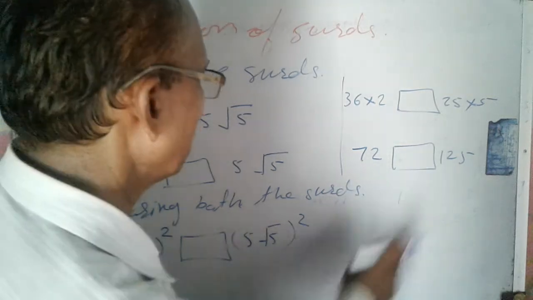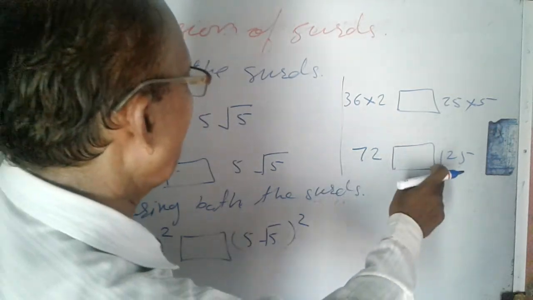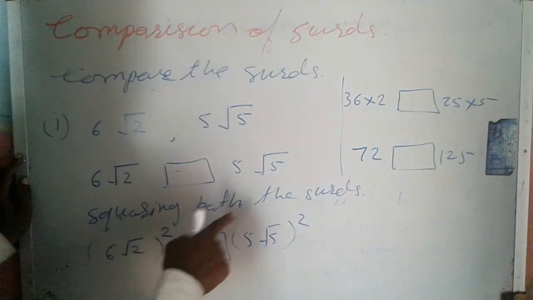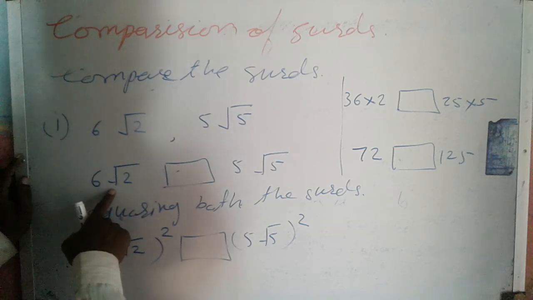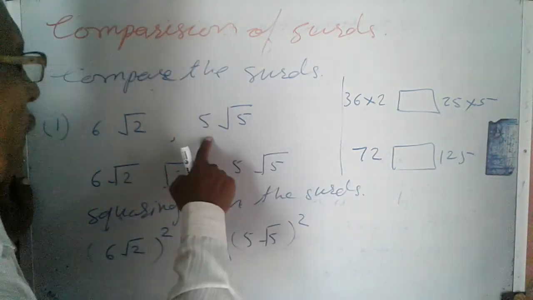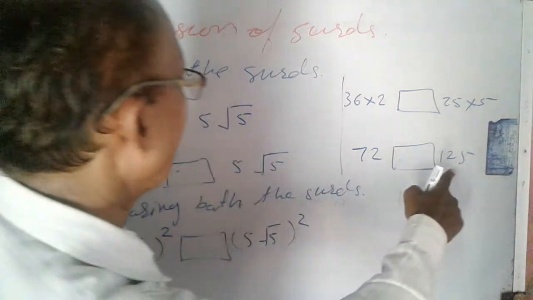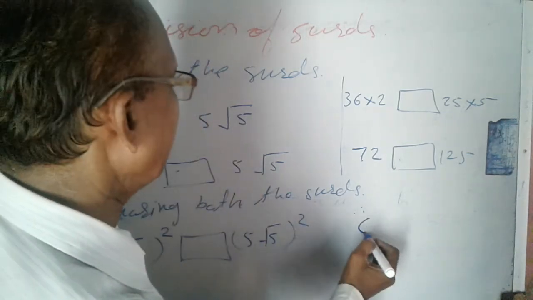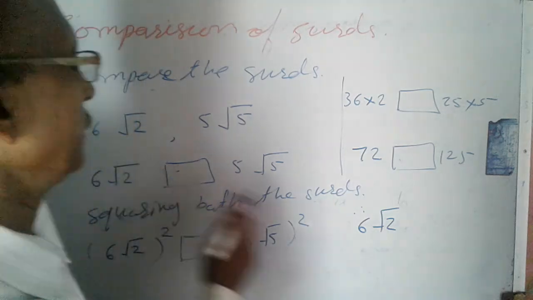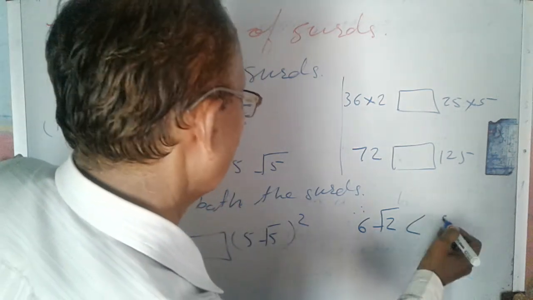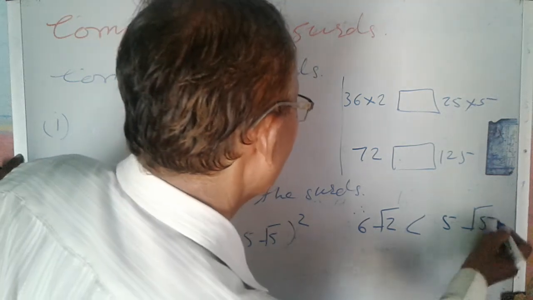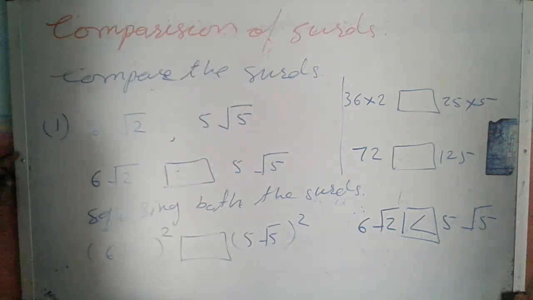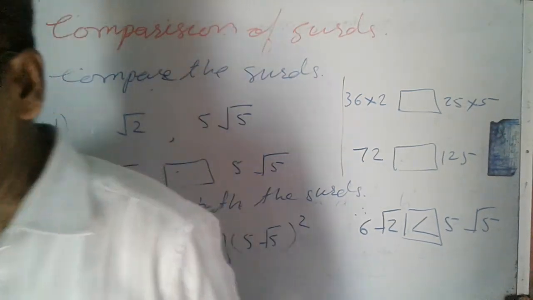Now see in these two numbers, 72 is less, 125 is greater. That means 72 is the value of square of this surd and 125 is the value of square of the second surd. That means the second number is greater, the first number is less, and therefore 6 root 2 is less than 5 root 5. In this way, you can compare the surds.